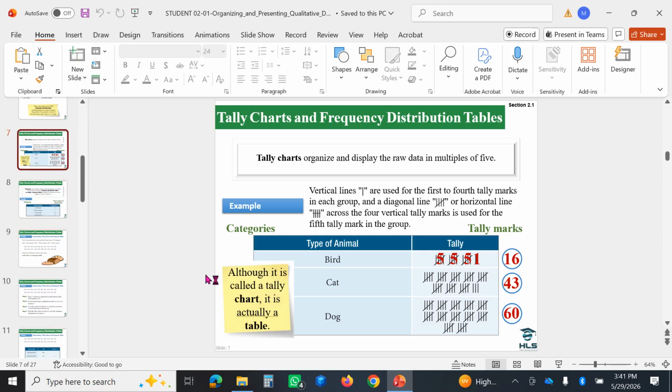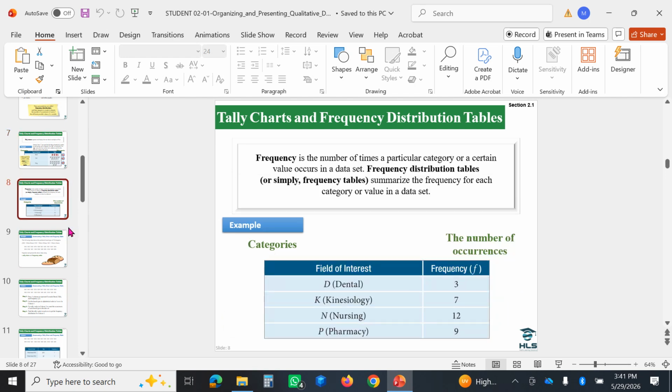Tally charts organize and display the raw data in multiples of 5. This is a tally chart, it's a frequency distribution, and you'll see there that it always goes in groups of 5. So once you have 1, 2, 3, 4, and then the 5th is a line crossed through it. So it makes it easier to count, right? 5, 10, 15, 20, 25, 30, 35, 40, 43, which is what we have here, right? There you go. That's a tally chart. Nice and easy. So frequency is the number of times a particular category or certain value occurs in a data set.